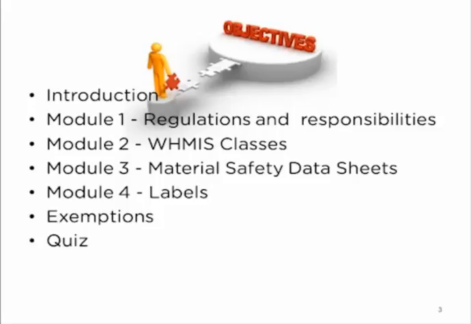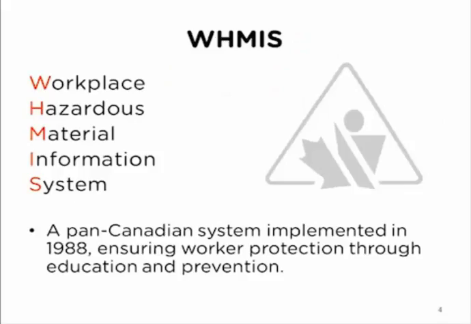The objectives of this program will be, we'll do an introduction, an overview of WHMIS and where it originates. Module 1, the regulations and responsibilities. Module 2 will cover the different classes in WHMIS. Module 3, we will cover the requirements for material safety data sheets. And in Module 4, we will look at what's required on labels and the different types of labels to be used under WHMIS. Next one will be exemptions, what's not covered by WHMIS, and then there will be a quiz at the end of the program.